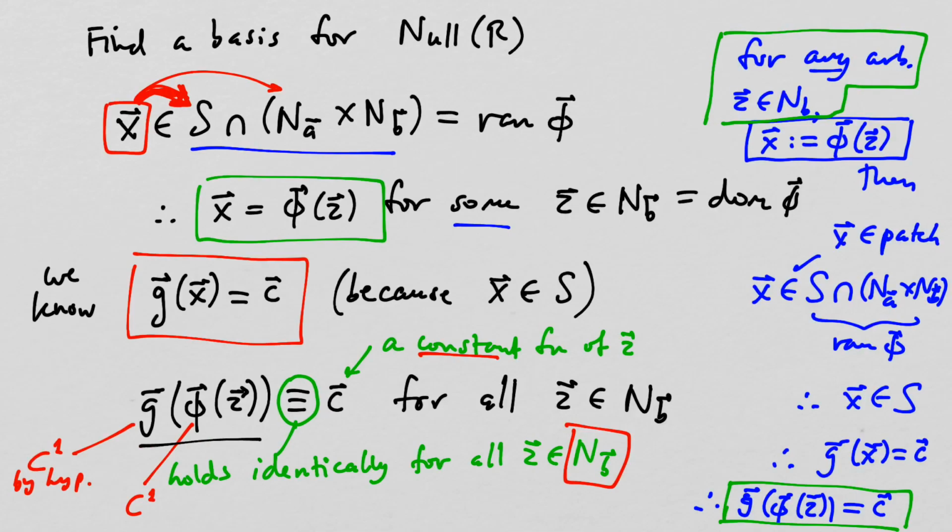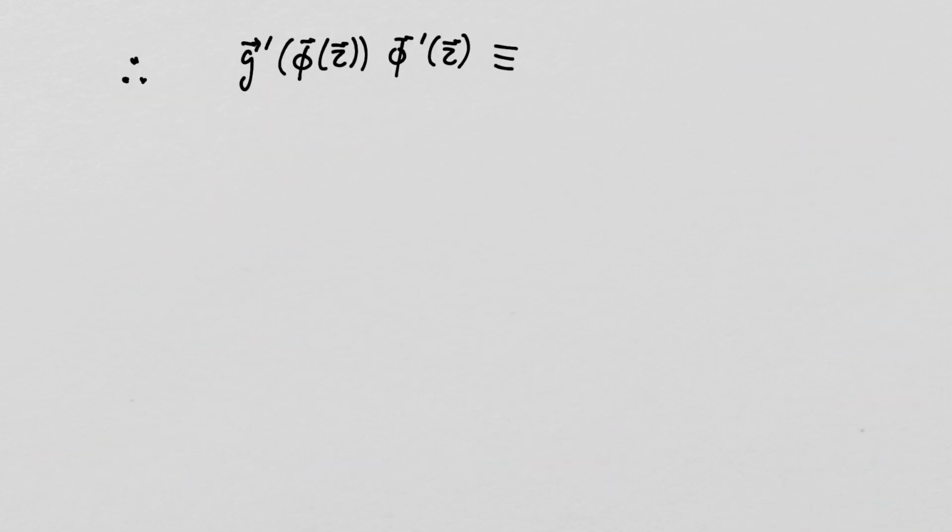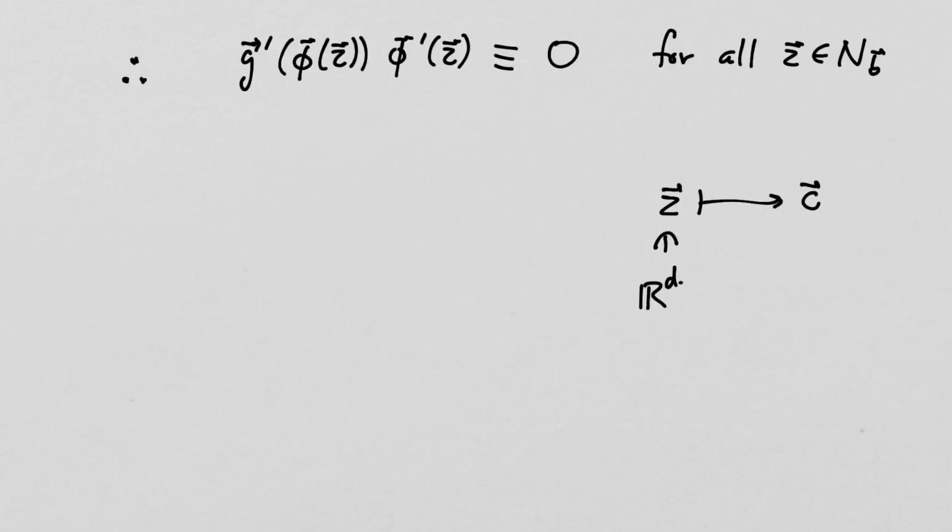So we can conclude from this that the derivative g prime of phi of z times phi prime of z, that's just by the chain rule, gives the derivative of this composition. But that must identically equal the derivative of a constant function, which is 0, identically for all z in that same neighborhood. Now, what is the size of that 0 matrix? It's not hard to determine, just by thinking about that constant function. That constant function was mapping z to c. And z is a point of dimensionality d minus k, and c is a k-dimensional constant. So you read the derivative this way. It's k by d minus k. That's what that 0 matrix is.